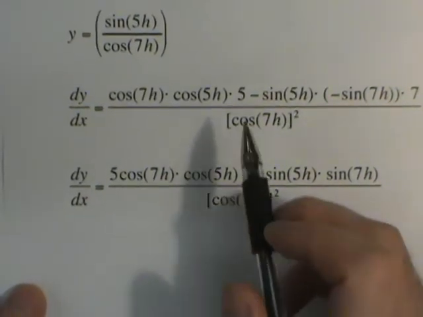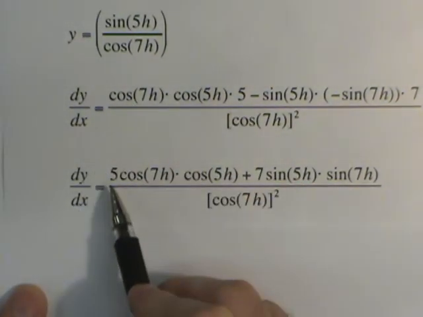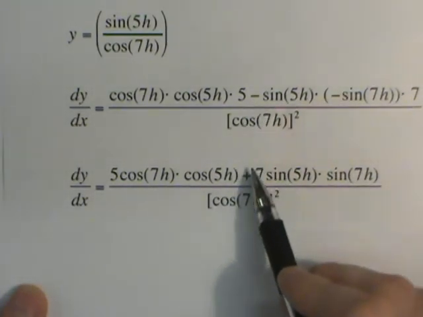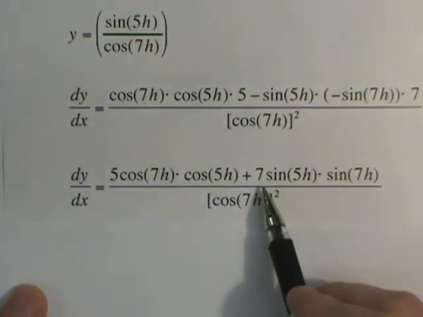And so really there's only one thing I can do here. I bring this 5 to the front, and then I pull a negative out of here, so this becomes a positive, and I move that 7 to the front.